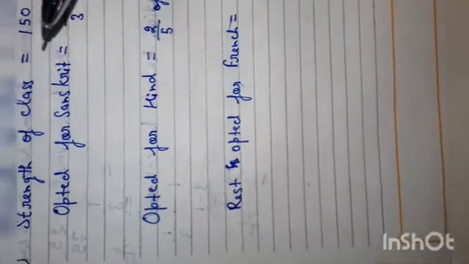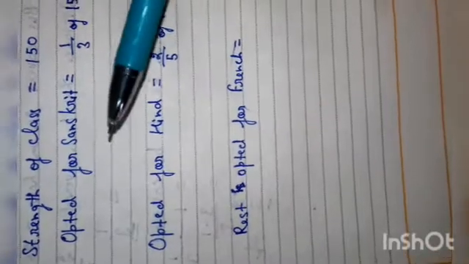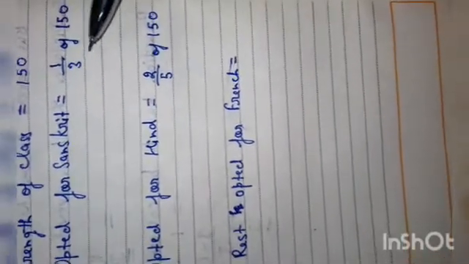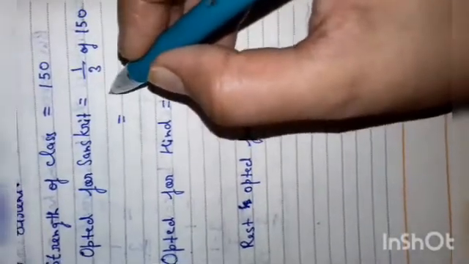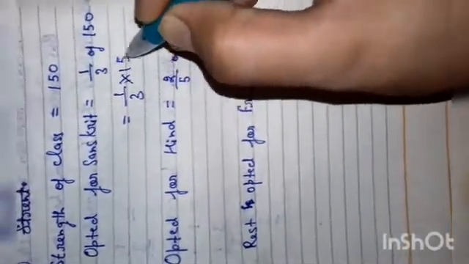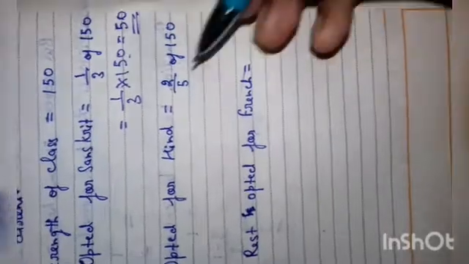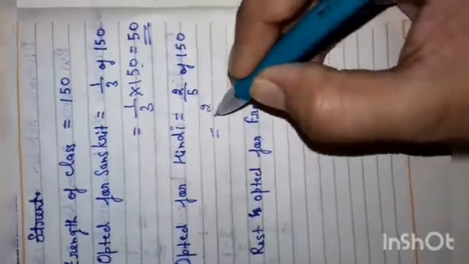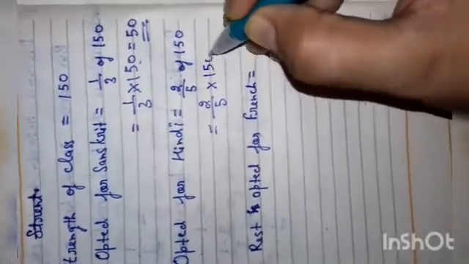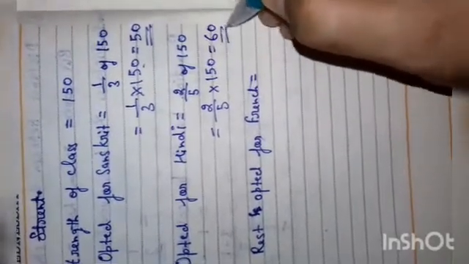Number 8, strength of class is equal to 150. Opted for Sanskrit among the class 150, opted for Sanskrit 1 by 3 of 150. So number of students in 150 that opted Sanskrit, 1 by 3 into 150 is equal to 50 opted Sanskrit, okay. 3 5 ja 15. Here Hindi opted 2 by 5th of 150, so 2 by 5th into 150, okay. 5 3 ja 15 and 3 2 ja 60, so 60 opted Hindi.